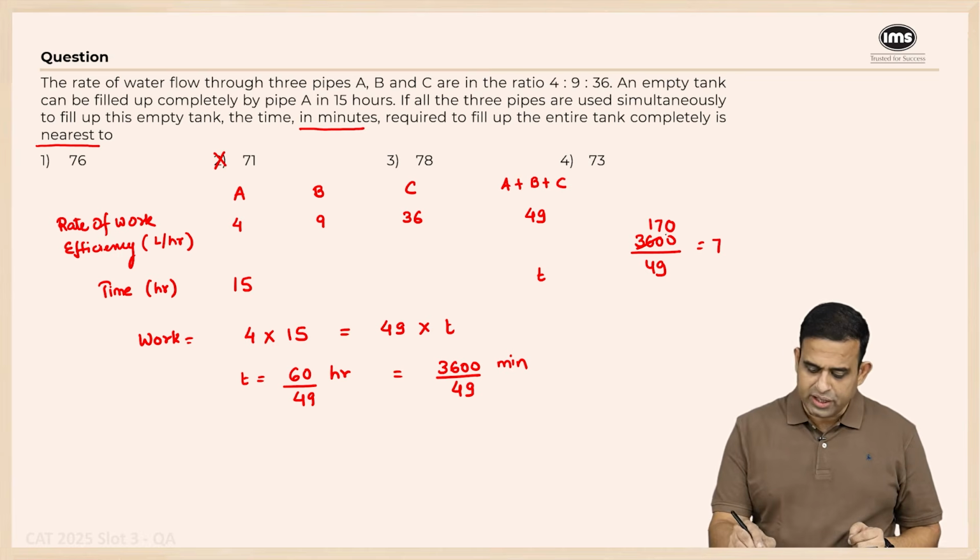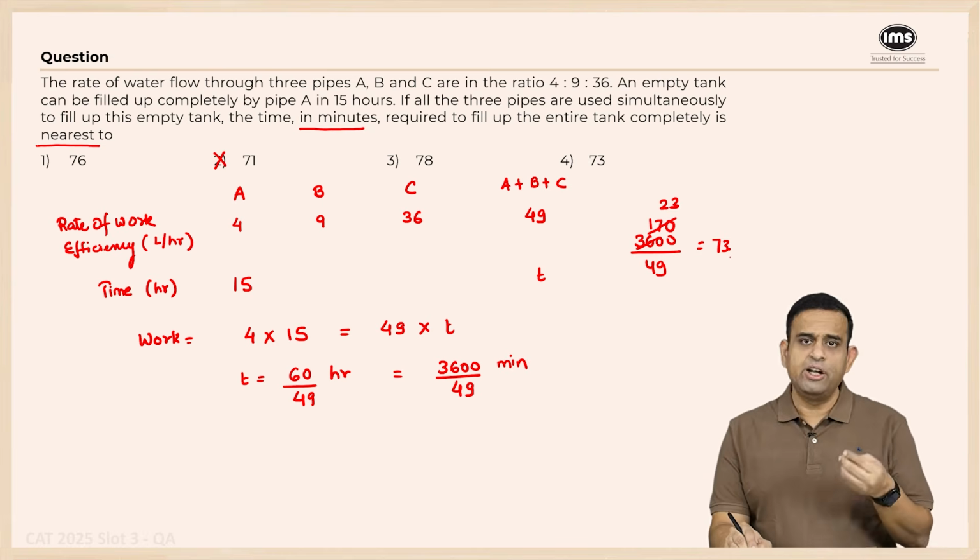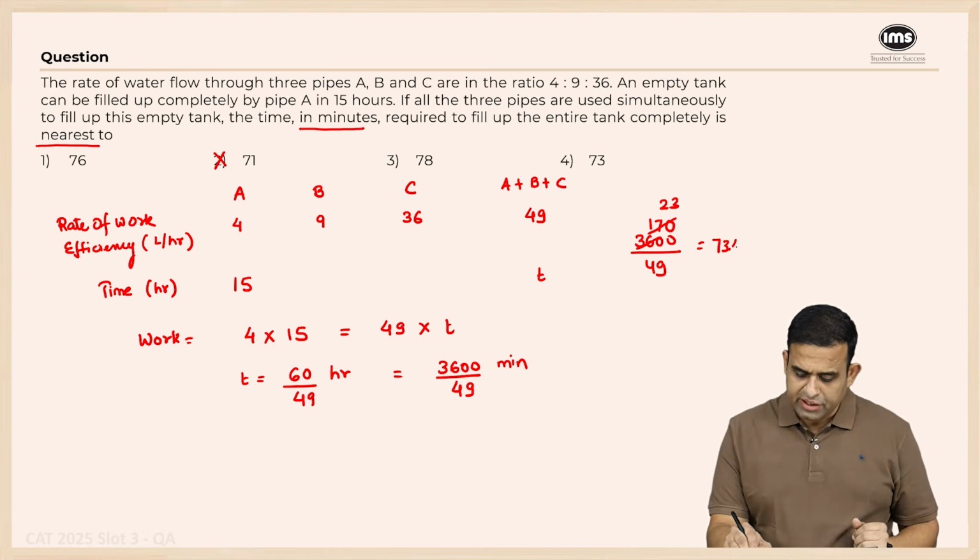So definitely this 170 will go 3 more times. That will be 147, remaining will be 23. So it has to be 73 point something. If you use a calculator also, you will find 73.46 minutes approximately.